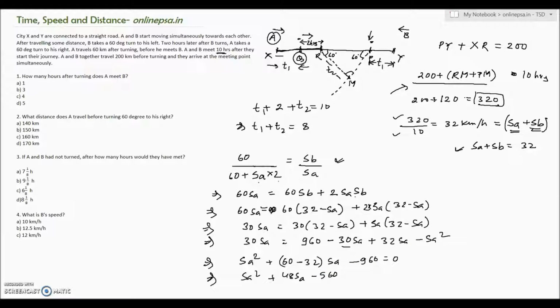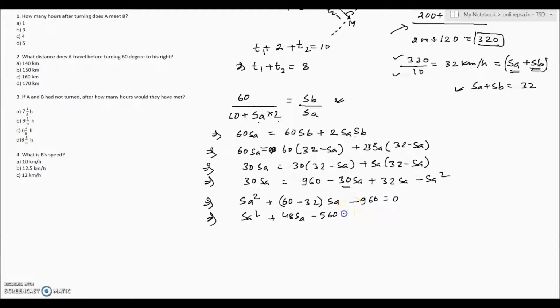We are trying to solve for SA. I'm just repeating again, and let's see. How can we divide 48? Let us see the factors of 960. 960 is 96 multiplied by 10. We can also write, this is not 48, this should be 28. 60 minus 32 is 28. So we are looking for a number 28. 96 multiplied by 10, we can write 2 into 48. So we can see that this is 48 and this is 20. We can write 48 minus 20.